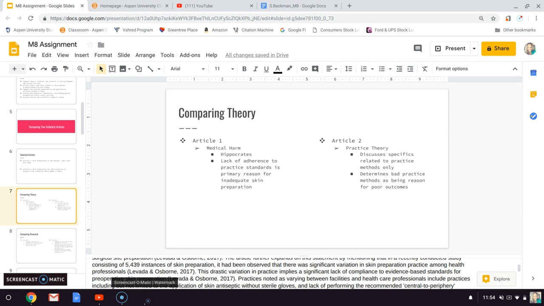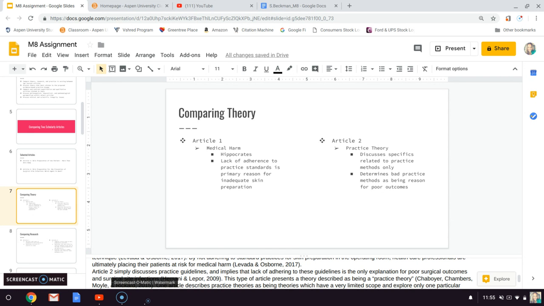This drastic variation in practice implies a significant lack of compliance to evidence-based standards for preoperative skin preparation. Practices noted as varying between facilities and healthcare professionals include, but are not limited to, the application of skin antiseptic without sterile gloves and lack of performing the recommended central to periphery technique. By not adhering to these standard practices for skin preparation in the operating room, healthcare professionals are ultimately placing their patients at risk for medical harm.